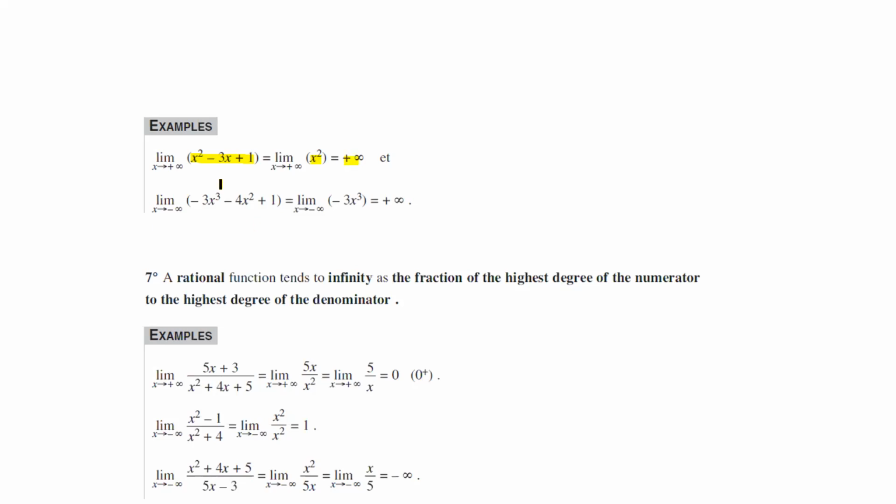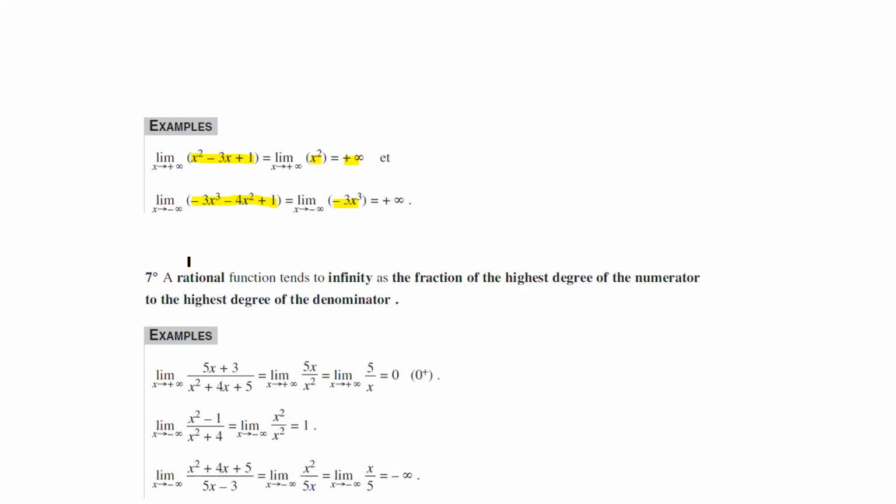Also, if we take another example of a polynomial function, minus 3x cubed minus 4x squared plus 1. What is the limit of this function at minus infinity? We take the highest degree. What's the highest degree here? Minus 3x cubed. Minus infinity cubed, how much does minus infinity cubed give? Minus infinity times minus, we get a plus infinity.